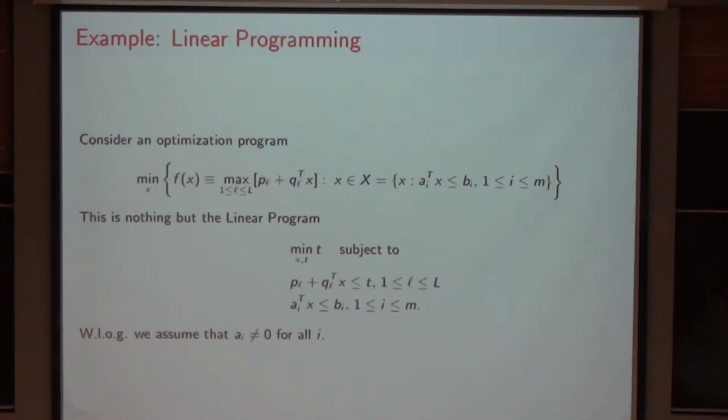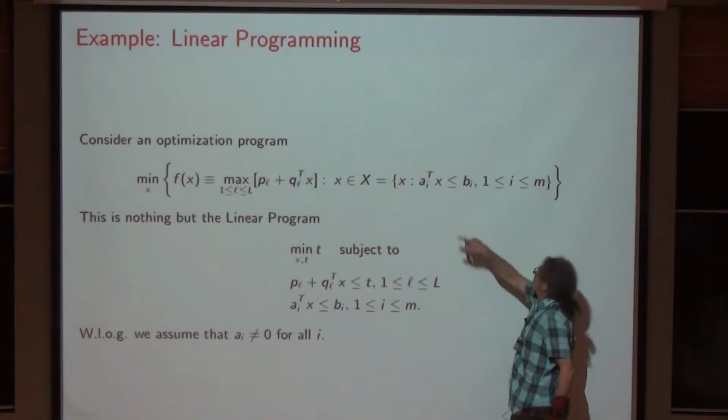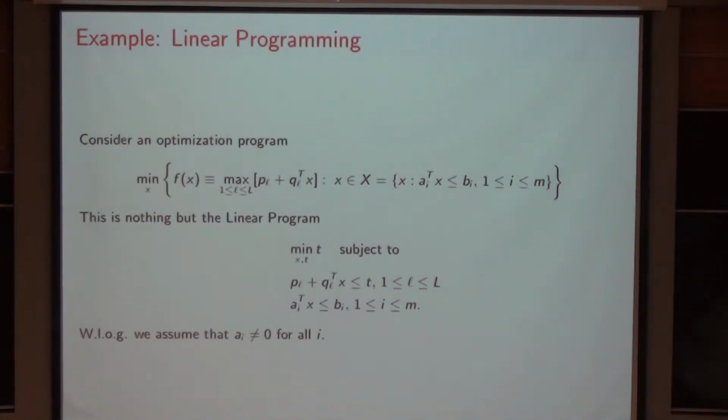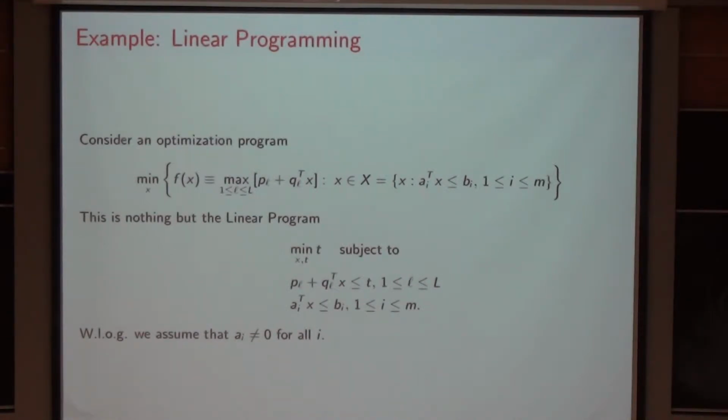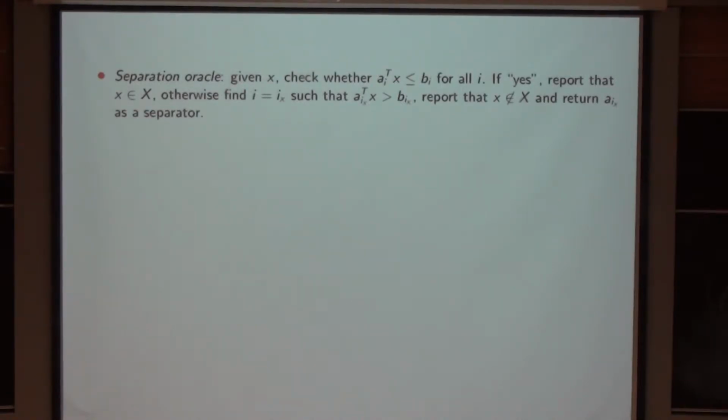So what we will assume is that the feasible set capital X, which is described by these linear inequalities, in the description of this feasible set, there are no vectors A in the inequalities which are 0. Because if we have such, we will just remove them. It doesn't change the behavior of the problem.